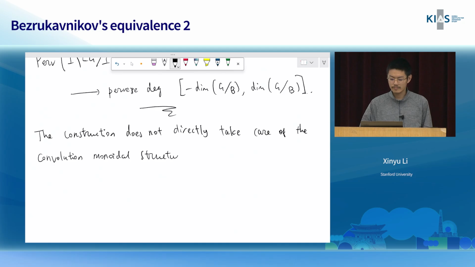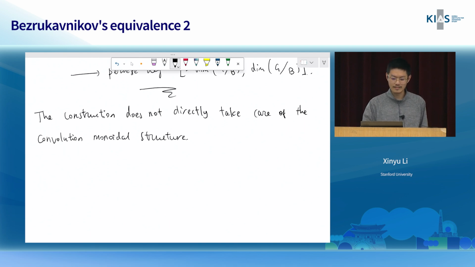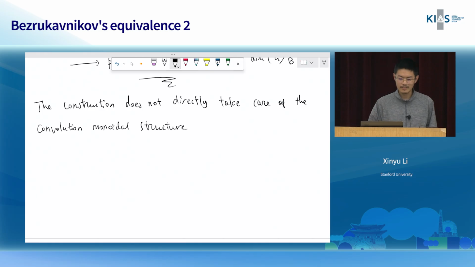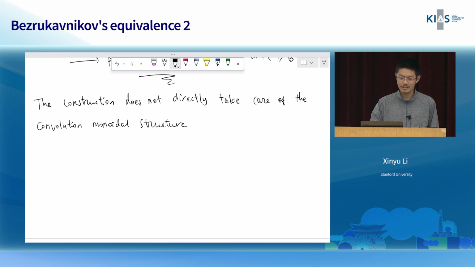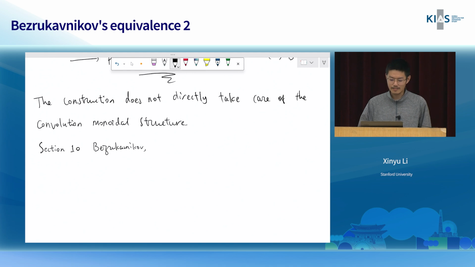So we do prove some equivalence of a category, but in the categorical situation, you cannot say an equivalence is monoidal. Rather, you need to provide all other data to give rise to the monoidal structure. And in the one categorical setting, this was done in section 10 in Bezrukavnikov's original paper. But it seems hard to enhance that to an infinite categorical monoidal structure.